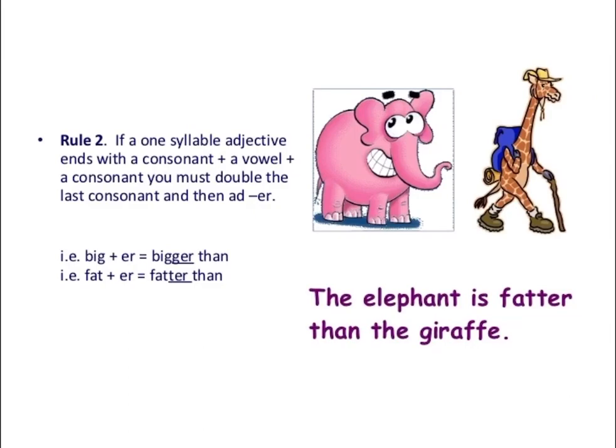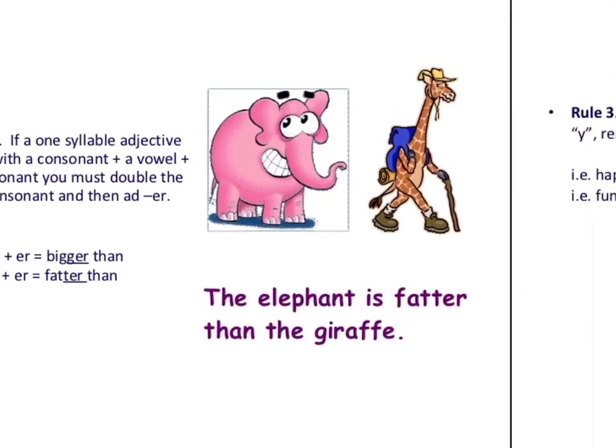Rule 2. If a one-syllable adjective ends with a consonant plus a vowel plus a consonant, you must double the last consonant and add er. Big, bigger. Fat, fatter, with a double consonant before adding er. The elephant is fatter than the giraffe.